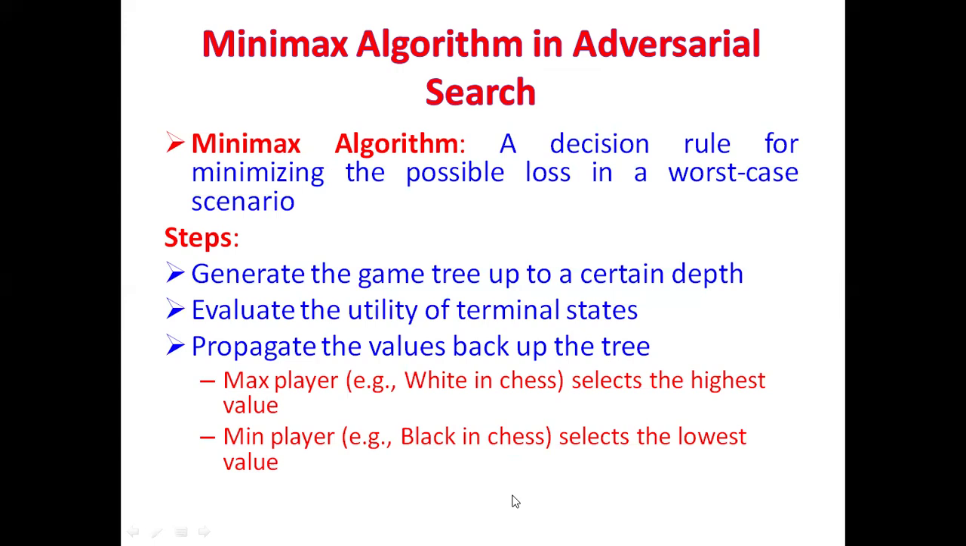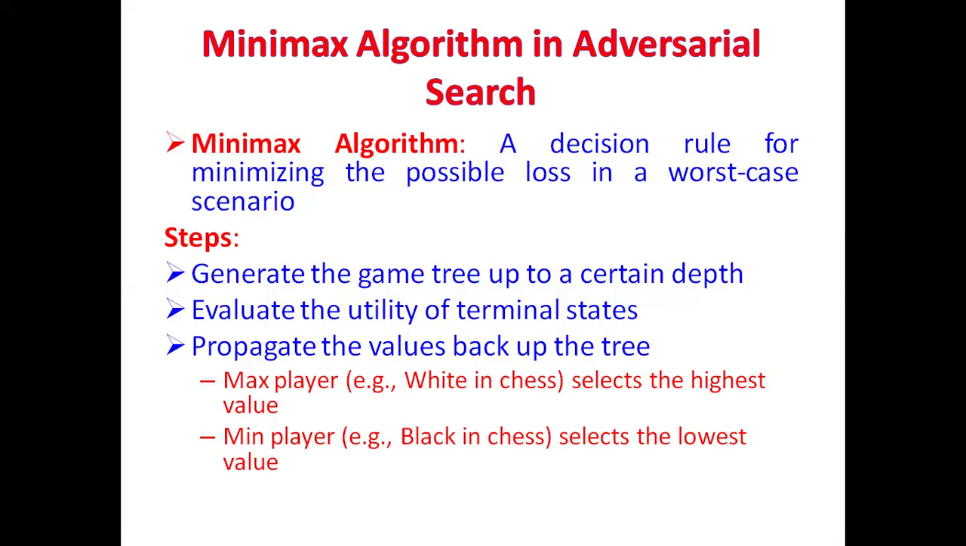Next, the algorithm evaluates the utility of terminal states. Each possible outcome is assigned a numerical value based on how favorable it is for a given player, helping determine the best moves. The utility values are then propagated back up the tree.